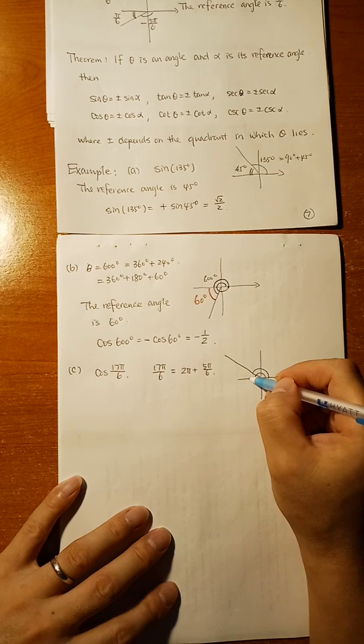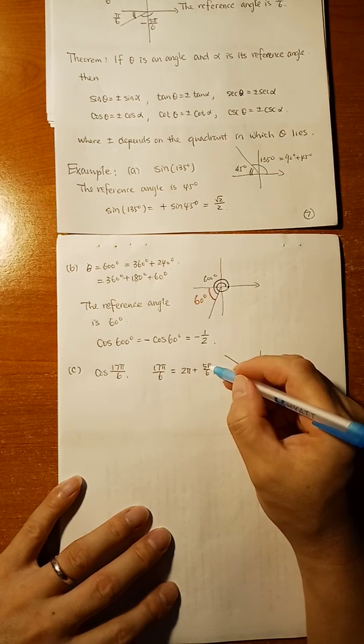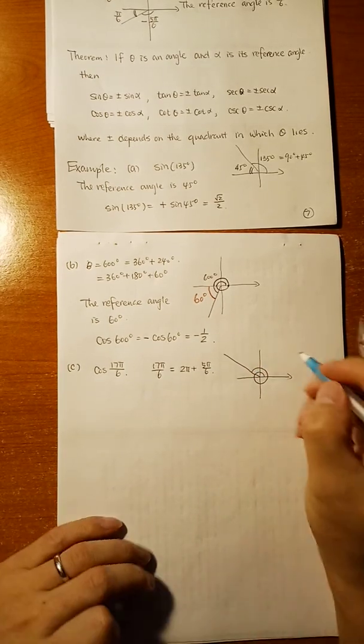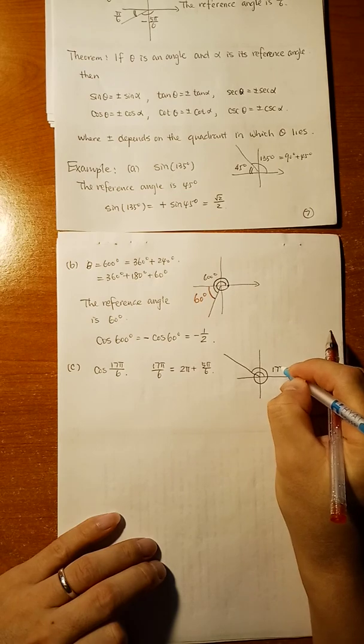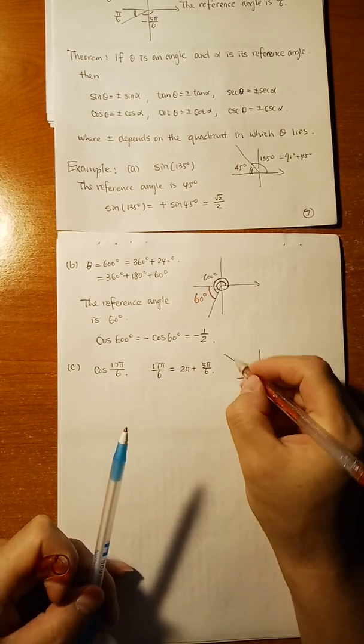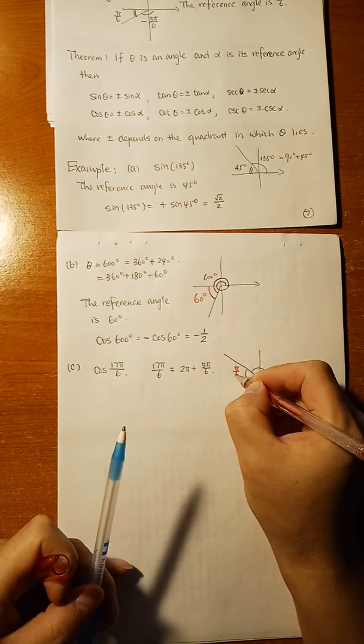If you move to the straight angle, it will be another pi. Another pi, you still miss pi over 6. So this is a reference angle. This is 17 pi over 6, and the corresponding reference angle is pi over 6.